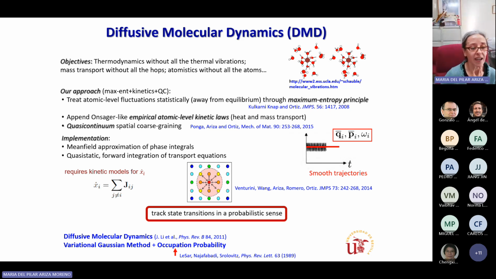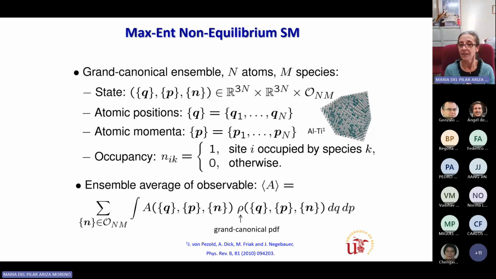So let me move forward. I try to avoid as much as possible the details of the formulation. I would like to show you more the capabilities of this formulation, this methodology. But just let me tell you a few ingredients of the formulation.